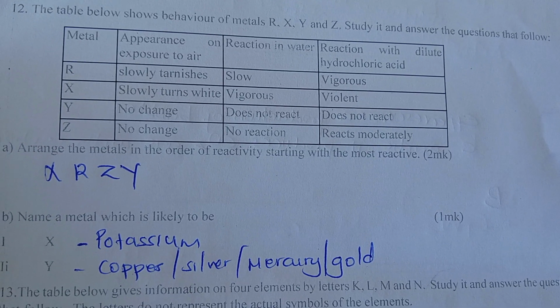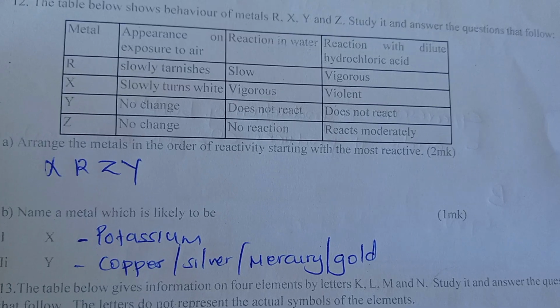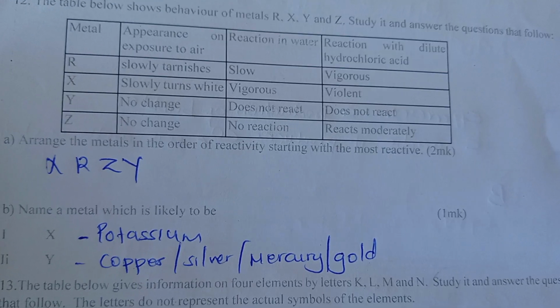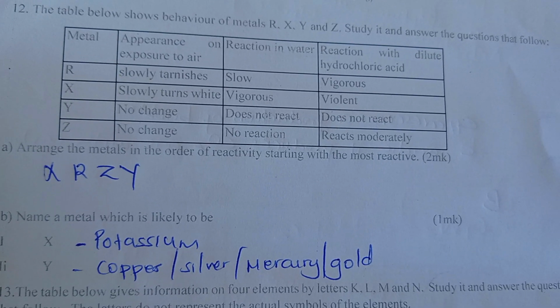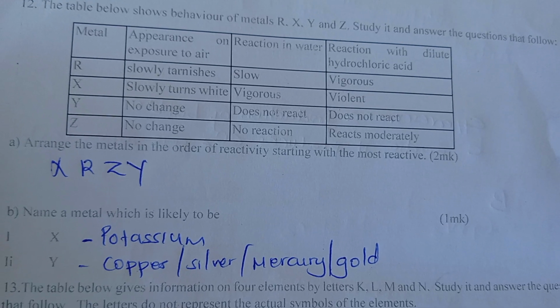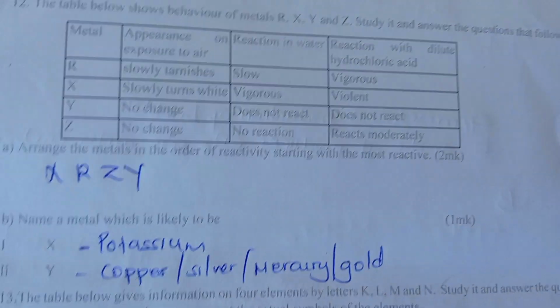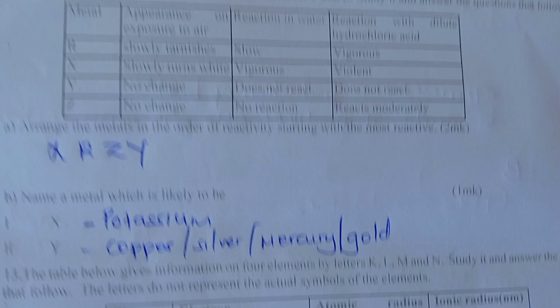X slowly turns white, vigorous, violent, no change, does not react, no reaction, reacts moderately. So arrange the metals in the order of reactivity series, starting with the most reactive. So that is how you arrange them.